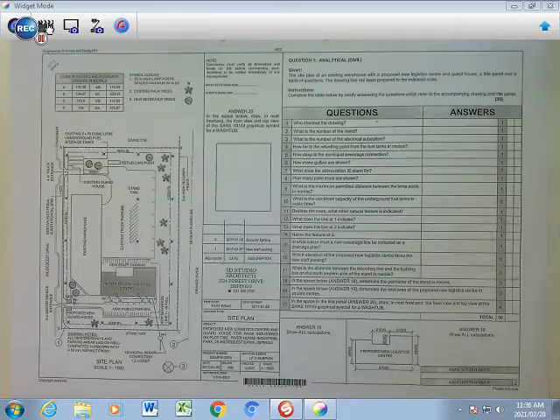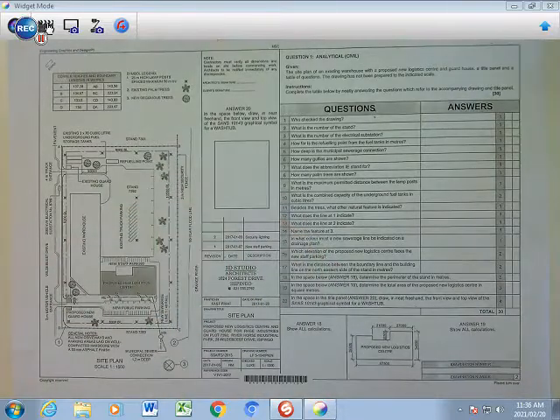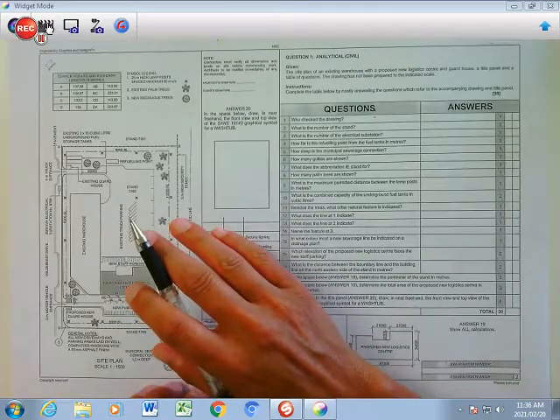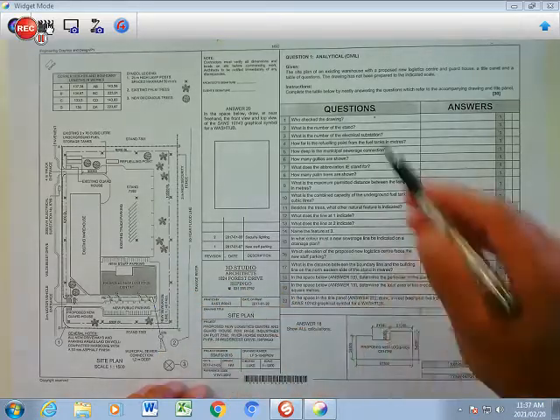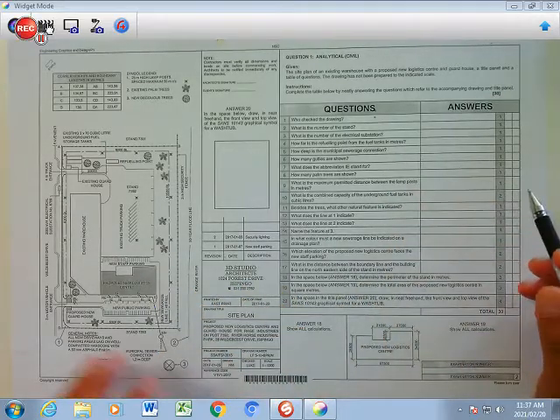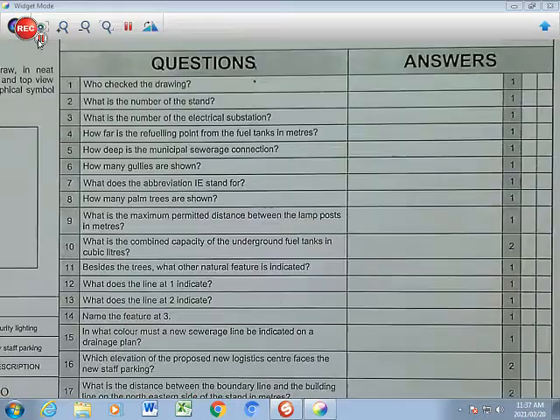Grade 12, we're looking at Analytical Civil 5, and the site plan is given here of an existing warehouse, and there's a new proposed logistical center that's going to be erected, and a guardhouse as well. So we're going to look at the questions pertaining to the site plan here, and I'm going to zoom in immediately and start with the questions.